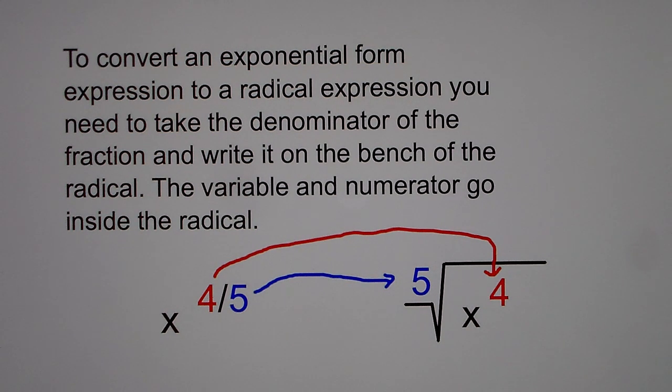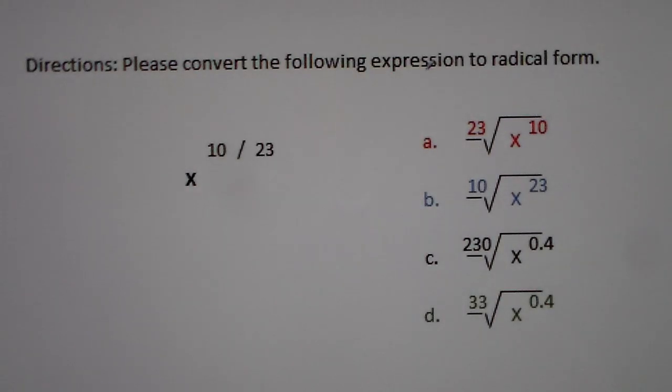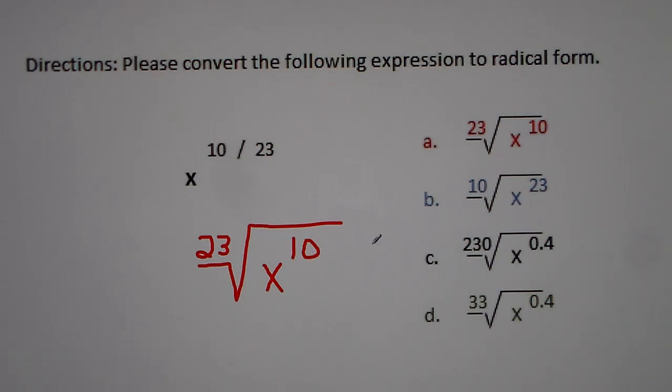So let's practice a couple problems together so we have a further understanding of this concept. So, directions. Please convert the following expression to radical form. So we have x to the power of 10 divided by 23. Just like we were saying before, whatever's in the denominator of this little fraction, 10 divided by 23, the denominator is what goes on the little bench. Then your base of x goes on the inside, and then the numerator stays attached to that x. So you have the 23rd radical of x to the 10th. So in this case, our answer is A.